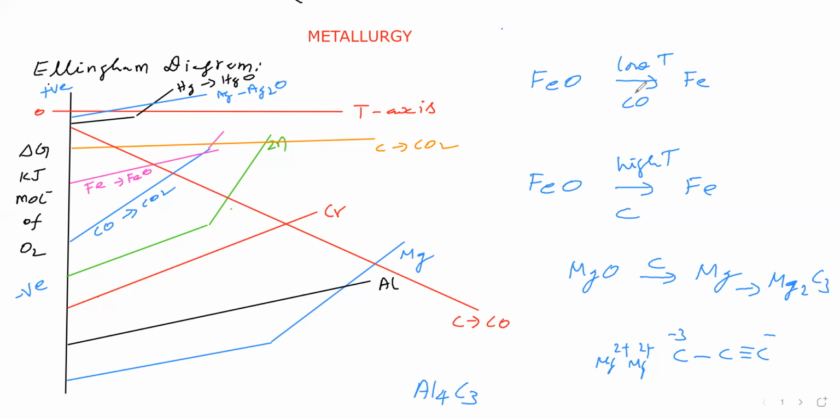This is about the Ellingham diagram. Next, we'll see what the purification methods are. After getting crude metal, to remove impurities, we go for purification or refining. What are the methods available for that? One method is called distillation.